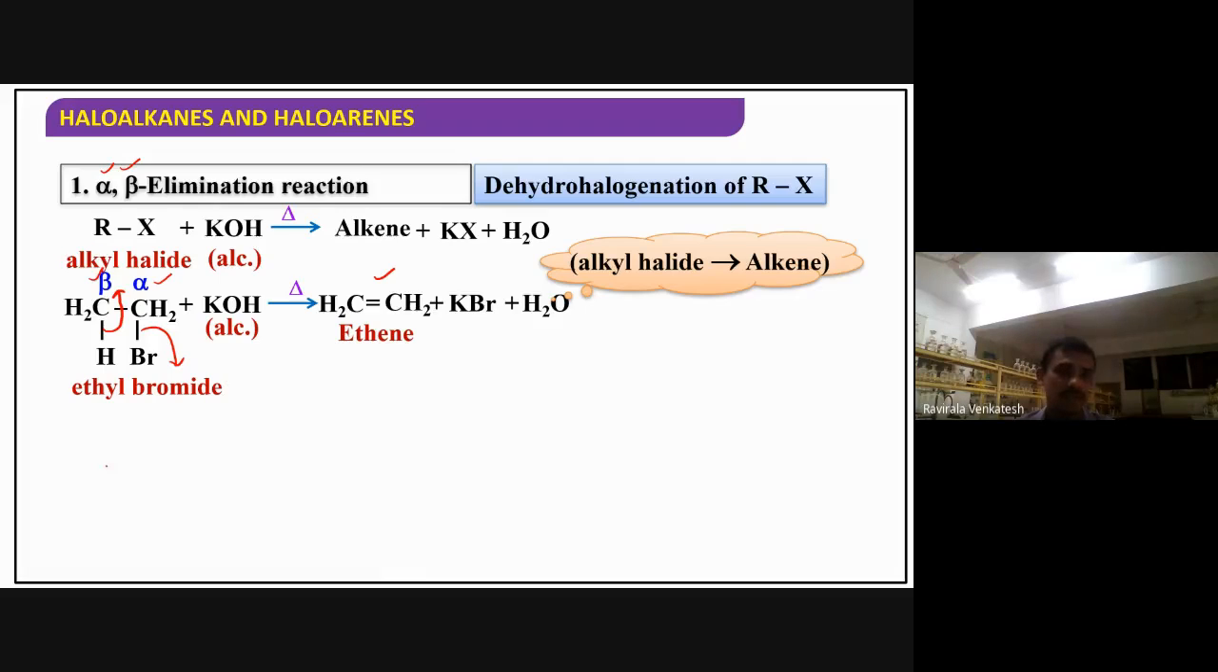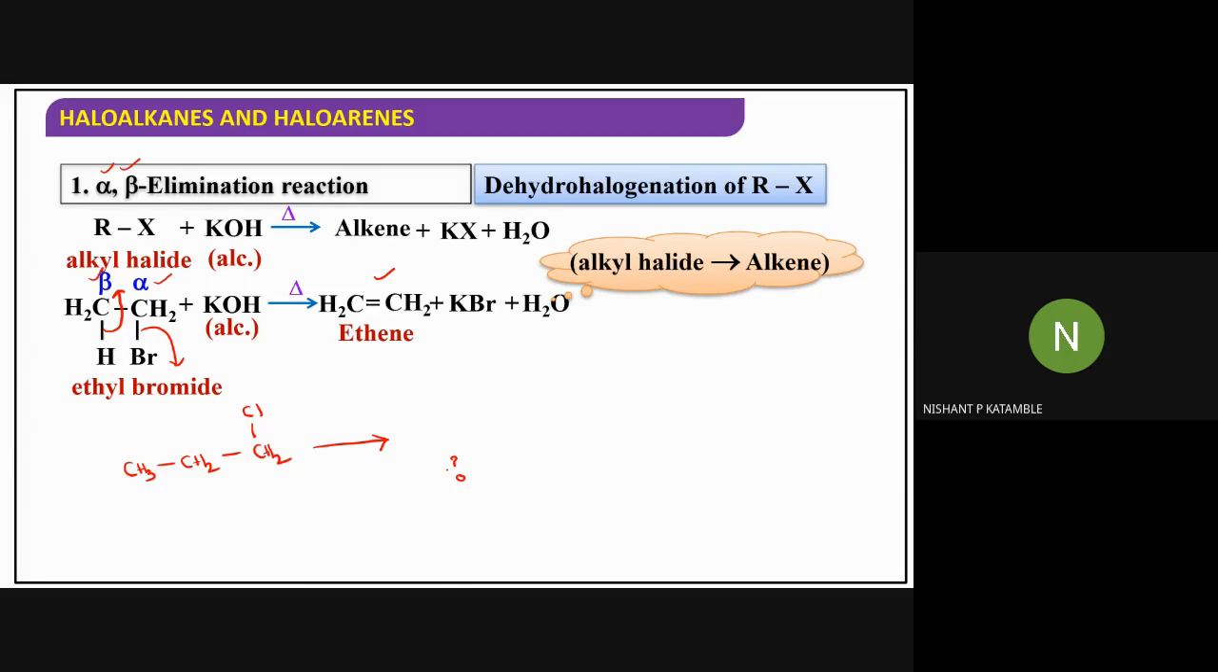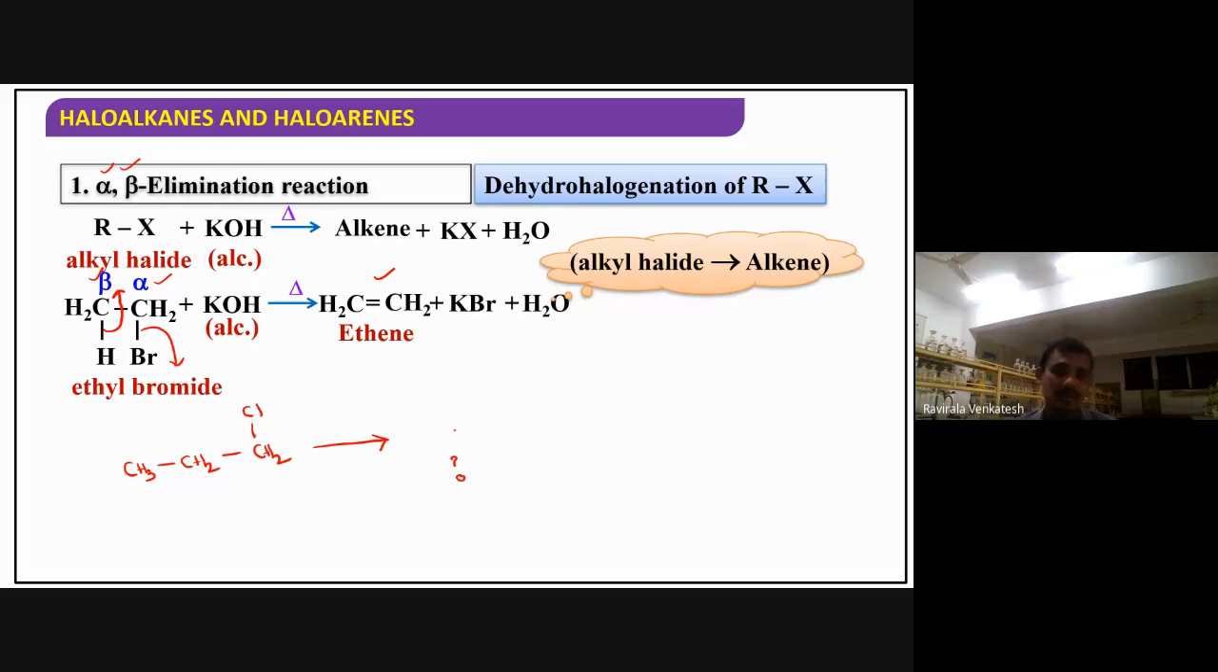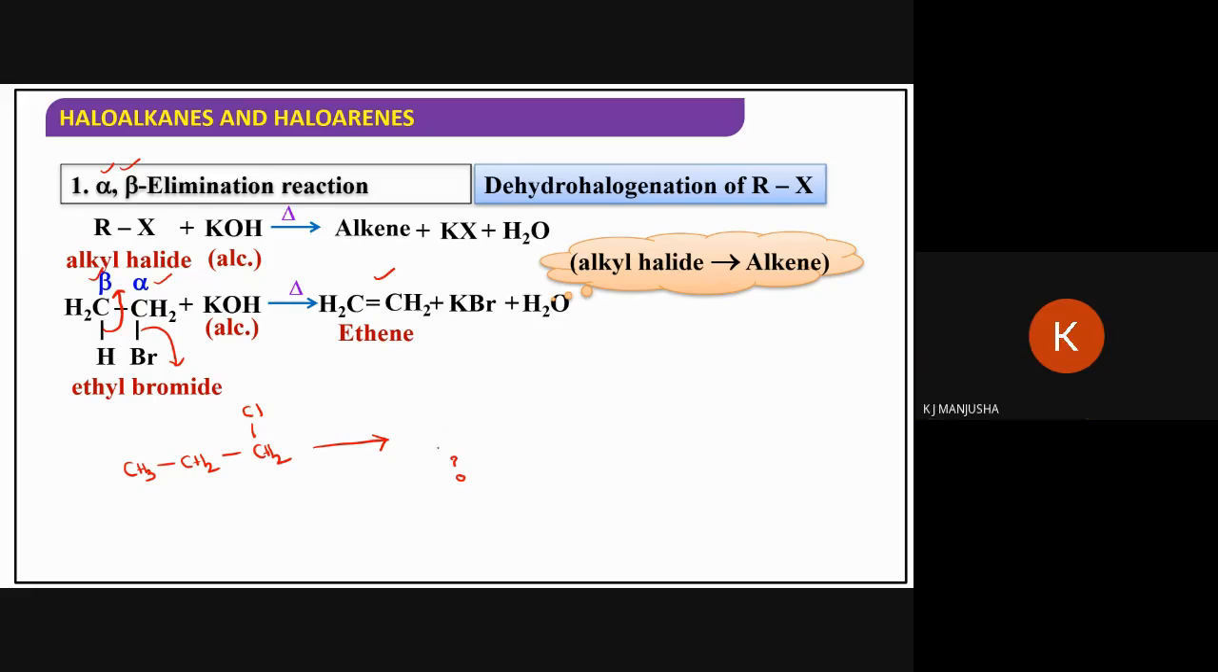For example, if I write like this, CH3, CH2, CH2, Cl, I have taken. Now what is the name of this compound? Anybody? 1-chloropropane. No, I am asking the name of the product. The name of the product. Propene, propene only. How? Let me see again here.